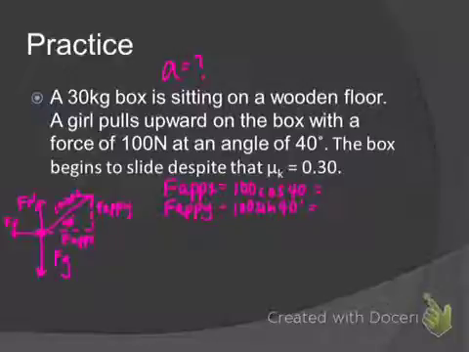All right, what did we get for F applied X? Say it one more time. Yeah, okay. And what about for the other one? Good. 64.3. All right, very good. Now let's go ahead and start looking at our F net equation here for the X direction.